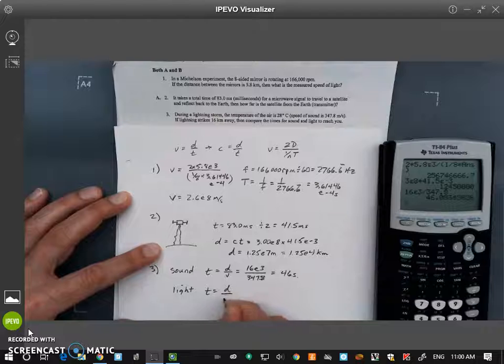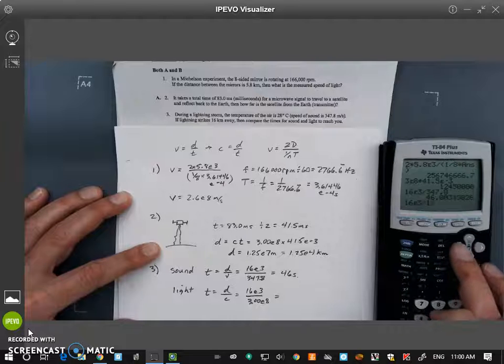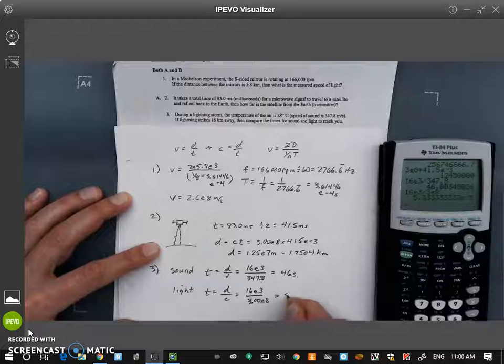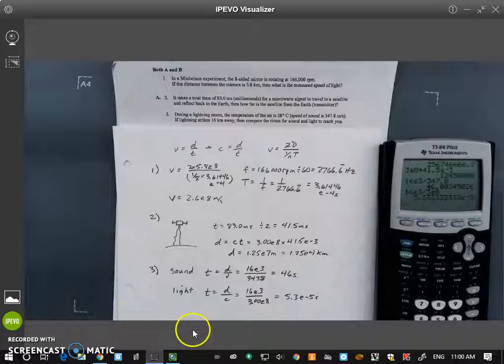Now for light. Time is distance over the speed of light. And so I have the distance, 16E3 over 3E8, and here we go. 5.3 E negative 5 seconds. Okay, I'll stop it there. I did 3 quick examples for you. Okay?